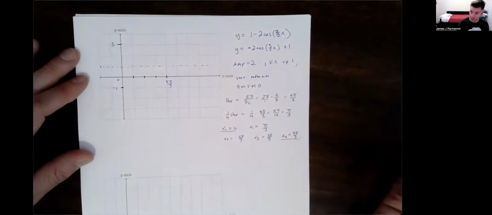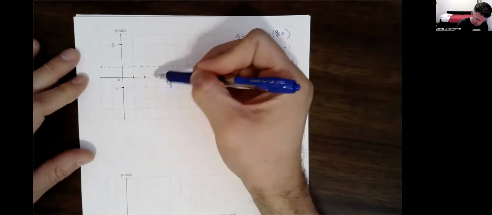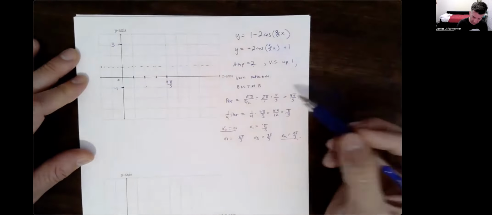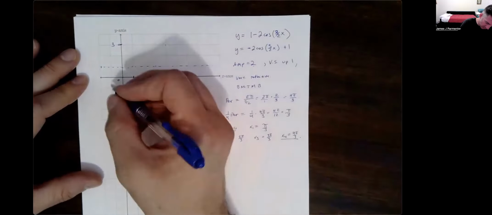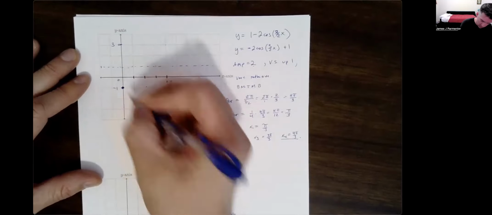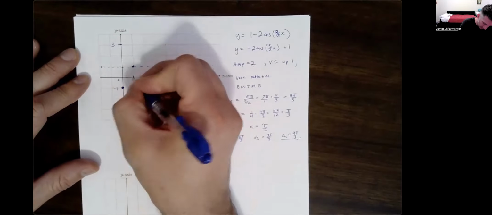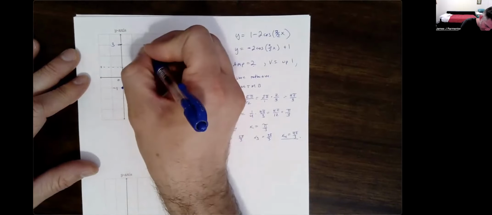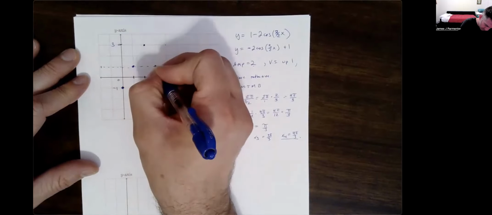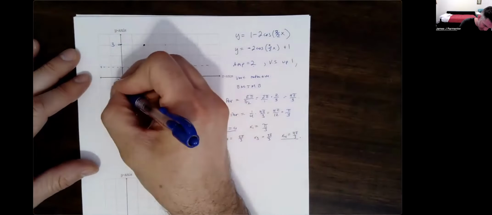Okay, so normally cosine would start top, middle, bottom, middle, top. Since we've got a vertical reflection, we're going to start when our angle is 0 at the bottom of our range. And then the next important x value, we go up to the middle. Next important x value, we go up to the top, back to the middle, back to the bottom. So it's going to look something like this.